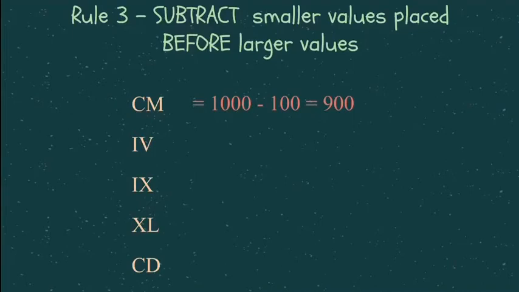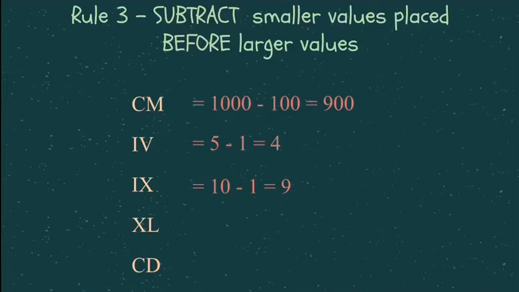Let us take another example. IV. I represents 1 and V represents 5. So to find the value of this Roman number, you have to subtract 1 from 5 to get the value 4. IX. I represents 1, X represents 10. So IX will represent number 9.